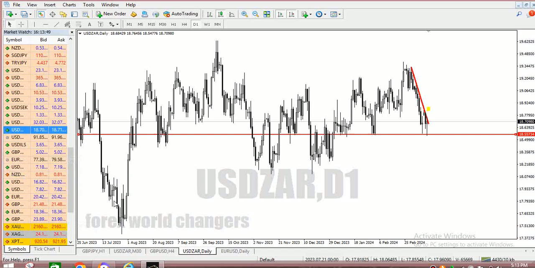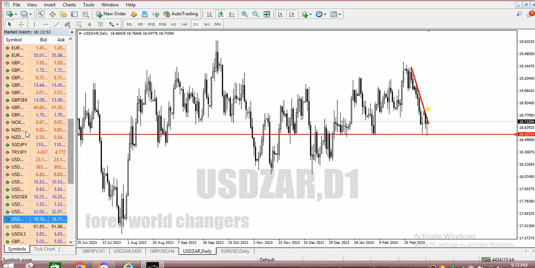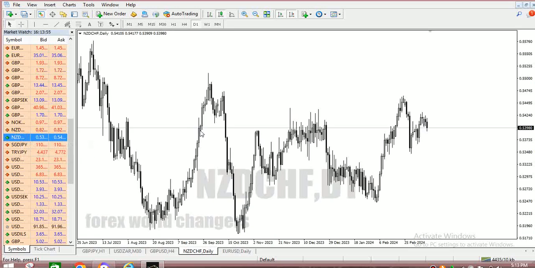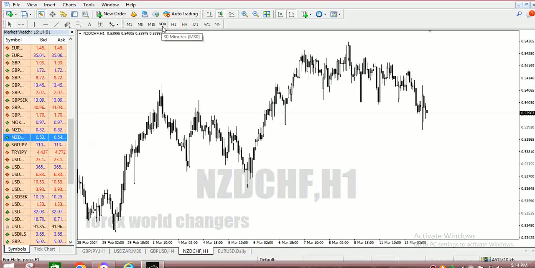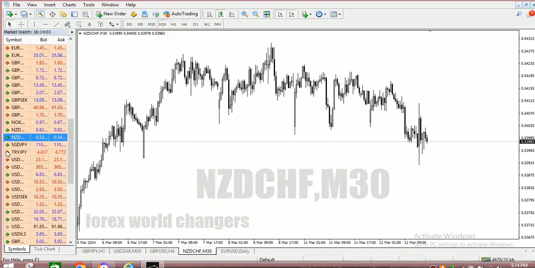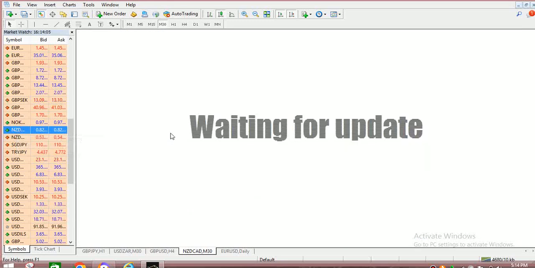So what else haven't I analyzed? Talk to me. NZD CHF. Let's see what is happening there. Nothing much on the higher time frame. Nothing much on the lower time frame. Okay, this one is boring.